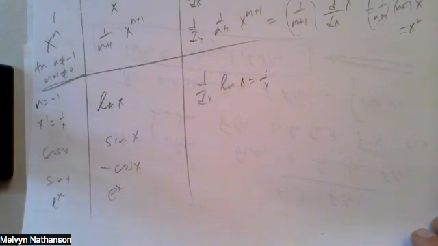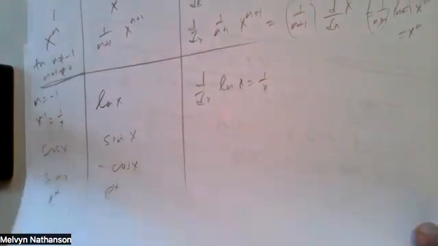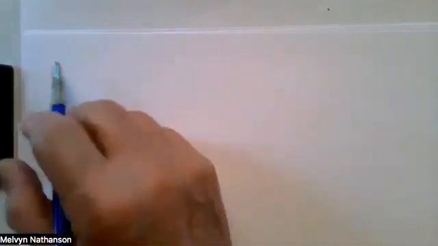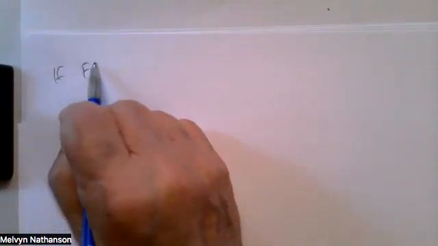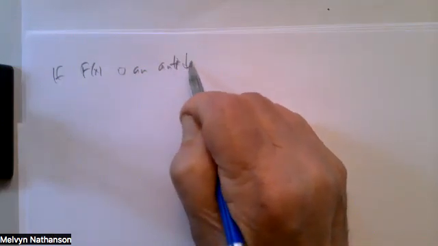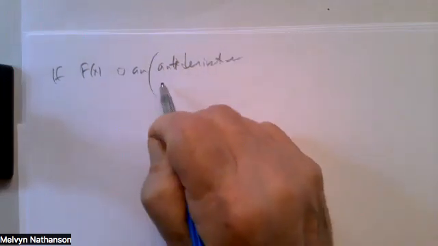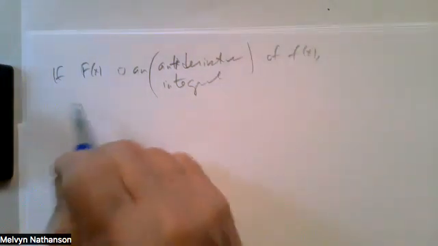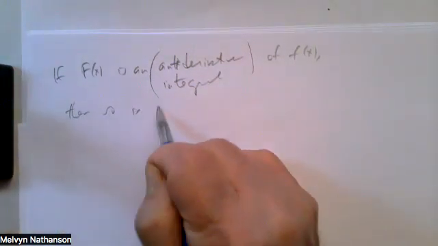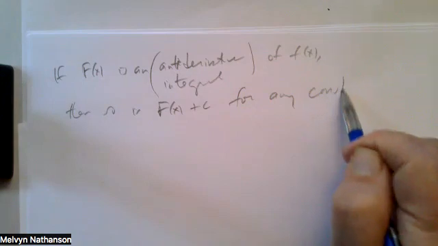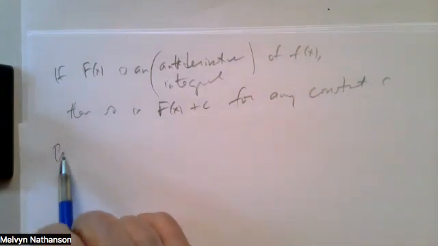Now, antiderivatives, or if you like, integrals, have certain basic properties that we use all the time. First of all, we can say the following. If F of x is an antiderivative or integral of f of x, then so is F of x plus c for any constant c. And the proof is very simple.